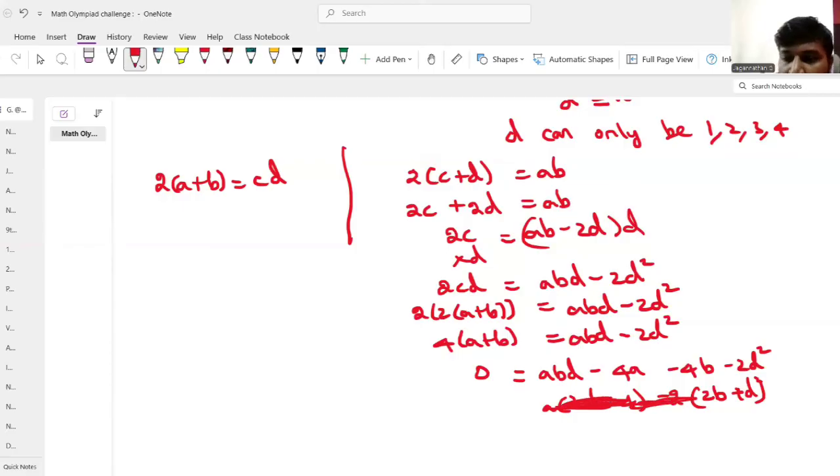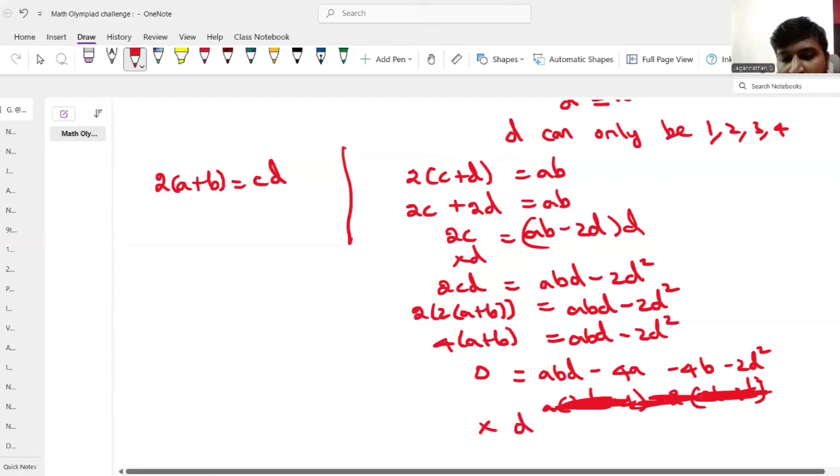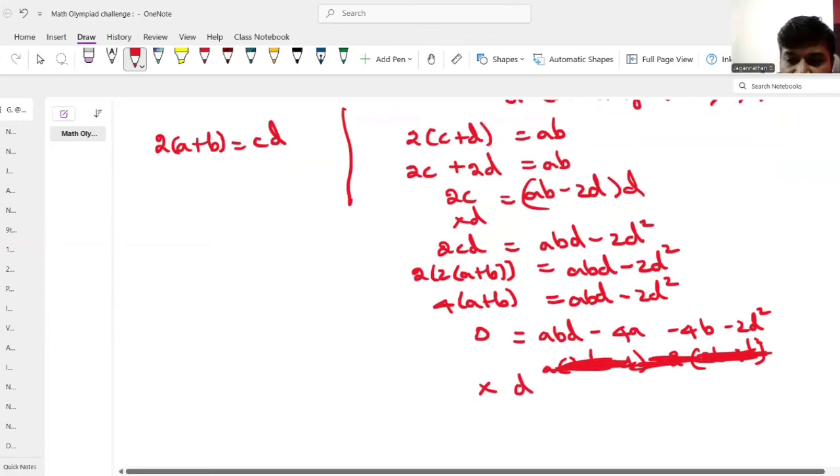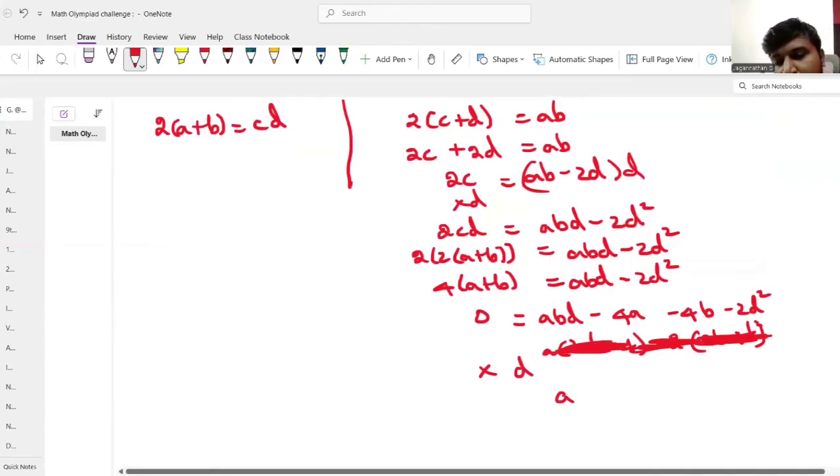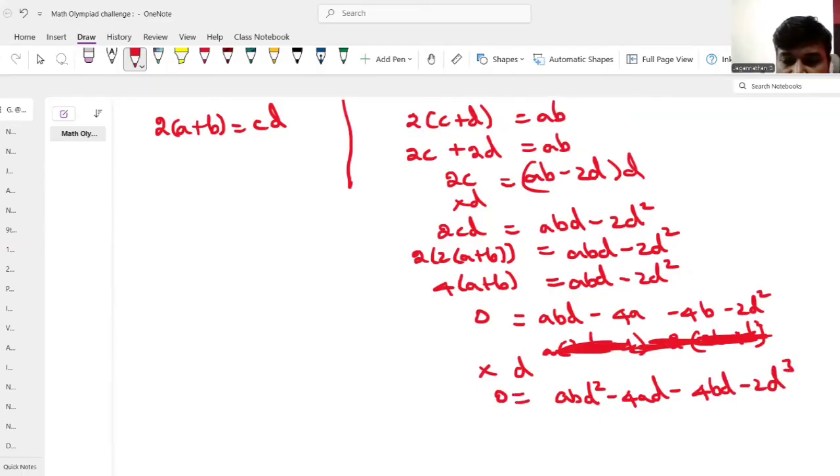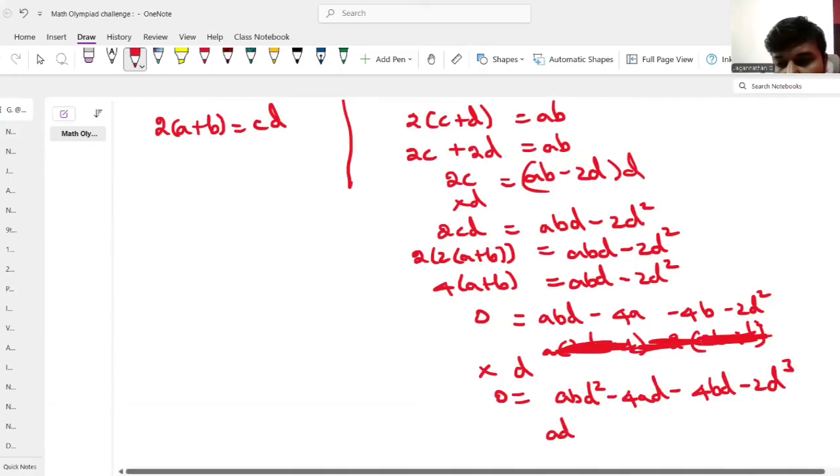As we already know, D is what is more comfortable with us. So why not multiply this entire equation by D? Let's see whether it helps. It's like a trial and error only. So it will become ABD square minus 4AD minus 4BD minus 2D cube equal to 0. Again, in the first two terms, you notice AD being common, I'll have BD minus 4.